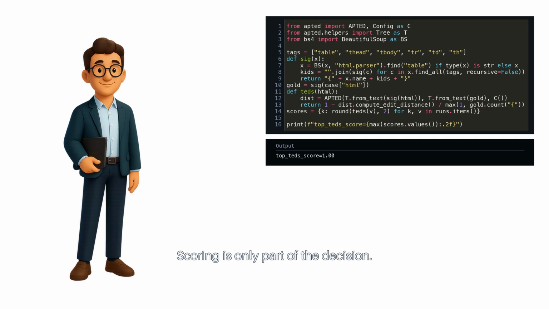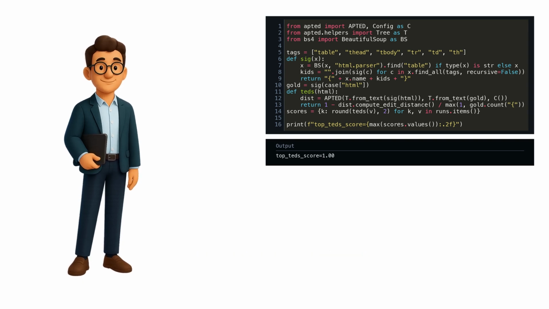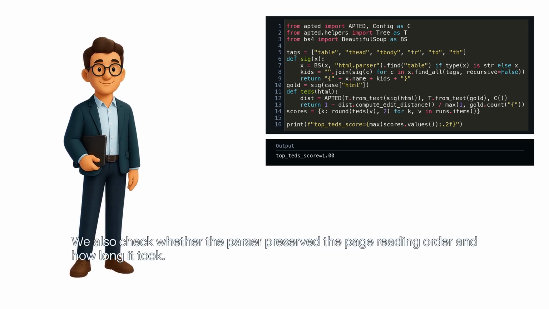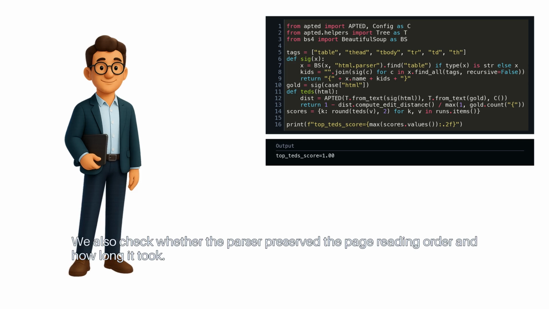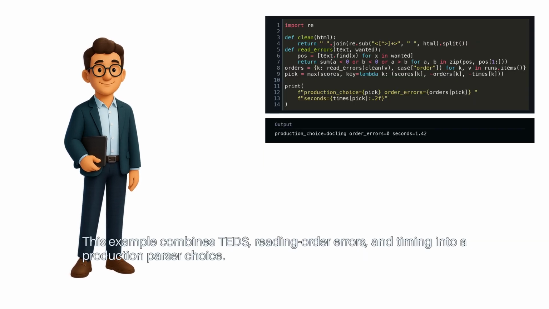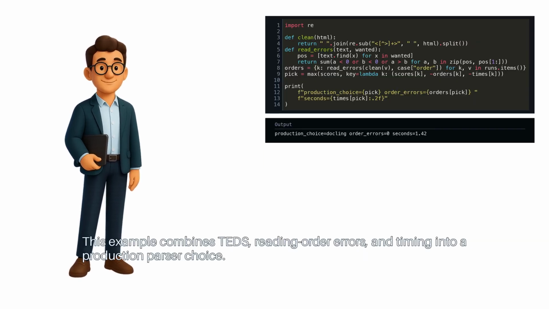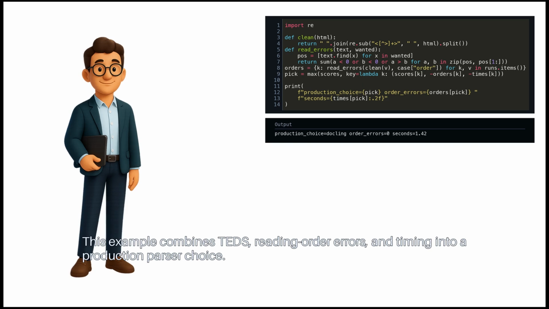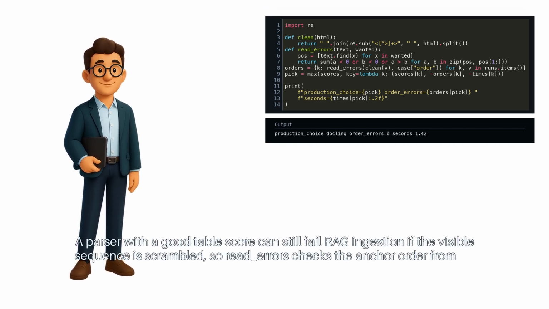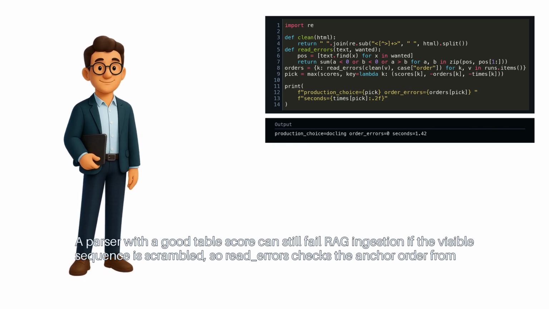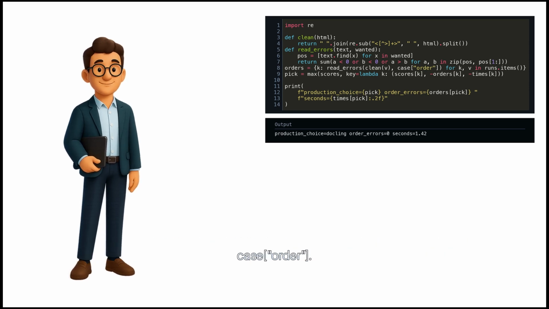Scoring is only part of the decision. We also check whether the parser preserved the page reading order and how long it took. This example combines TEDS, reading order errors, and timing into a production parser choice. A parser with a good table score can still fail RAG ingestion if the visible sequence is scrambled. So read errors checks the anchor order from case order.